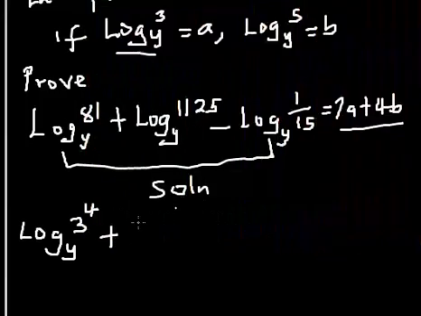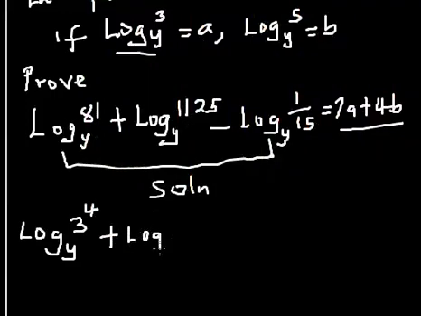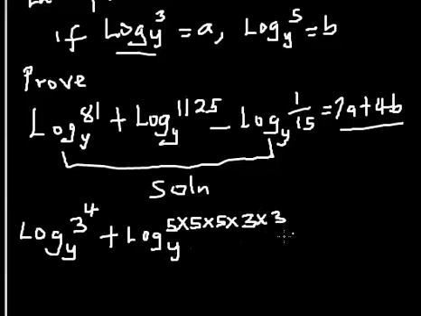So I can write log 1125 as log of 5 raised to power 3, or 5 times 5 times 5, it's still the same thing, times 9, which of course is 3 times 3, in base y. Then minus, let's do justice to this. So this is going to be log 15. Yes, 15 is 3 times 5.